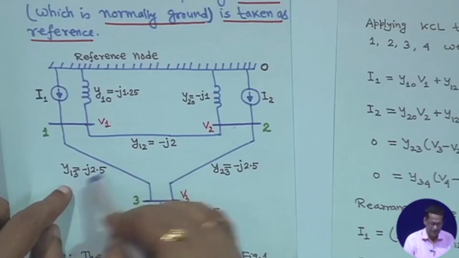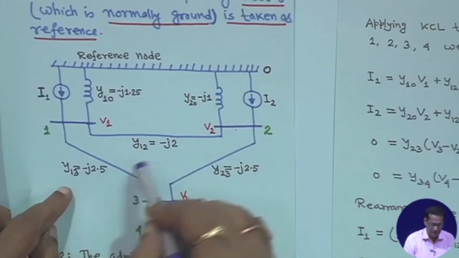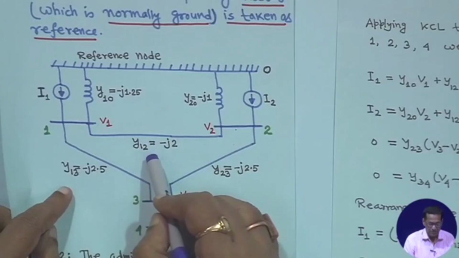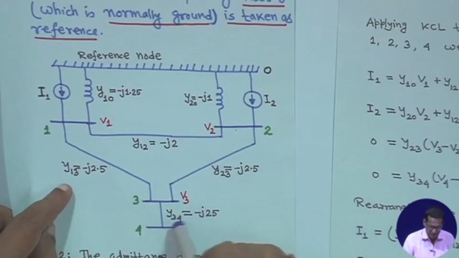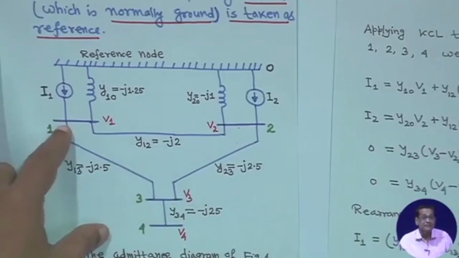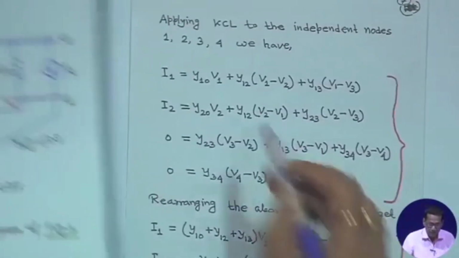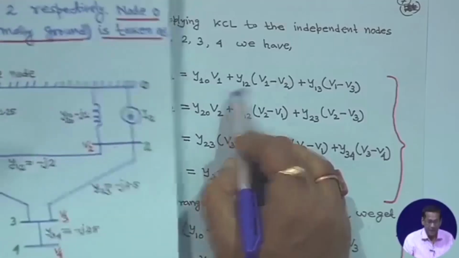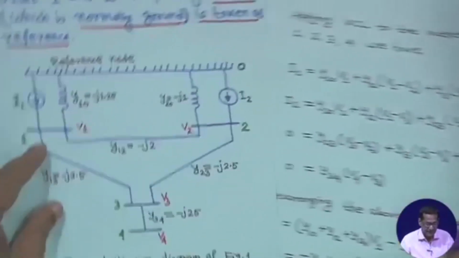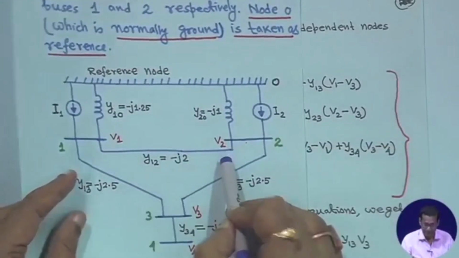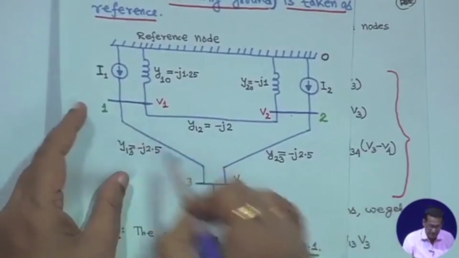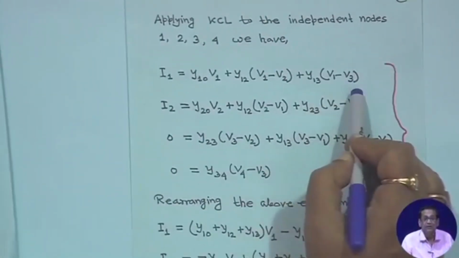Small y13 is equal to y31, y12 is equal to y21, y23 is equal to y32, and y34 is equal to y43. That means the current at this bus is I1 equal to Y10 V1, plus Y12 (V1 minus V2), plus Y13 (V1 minus V3).